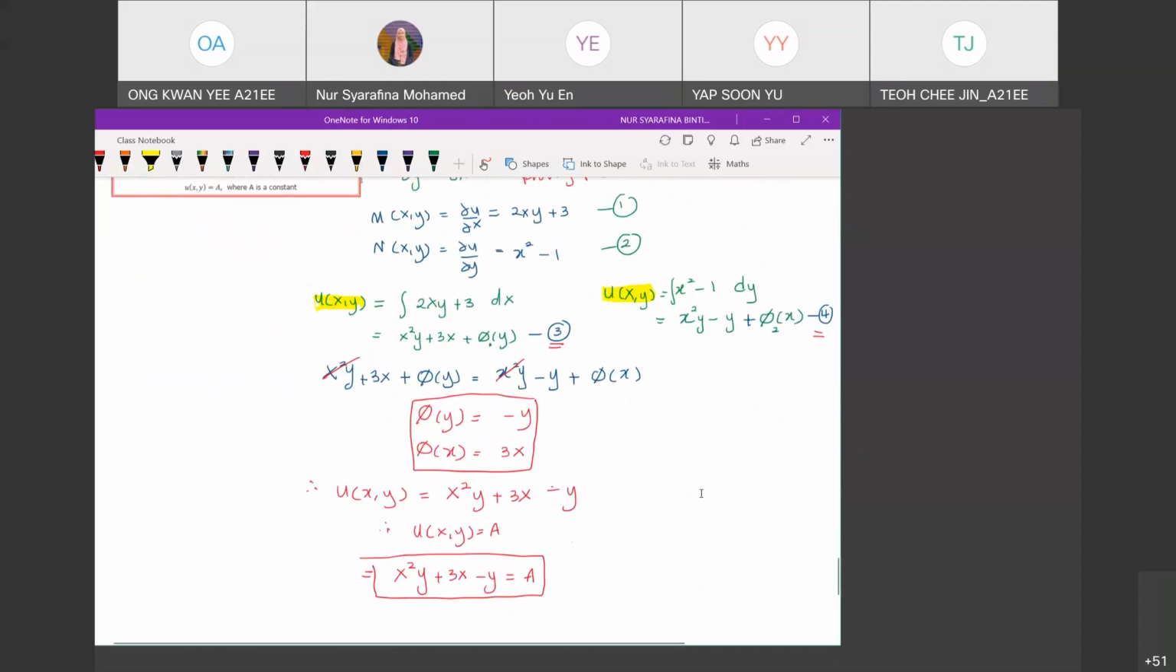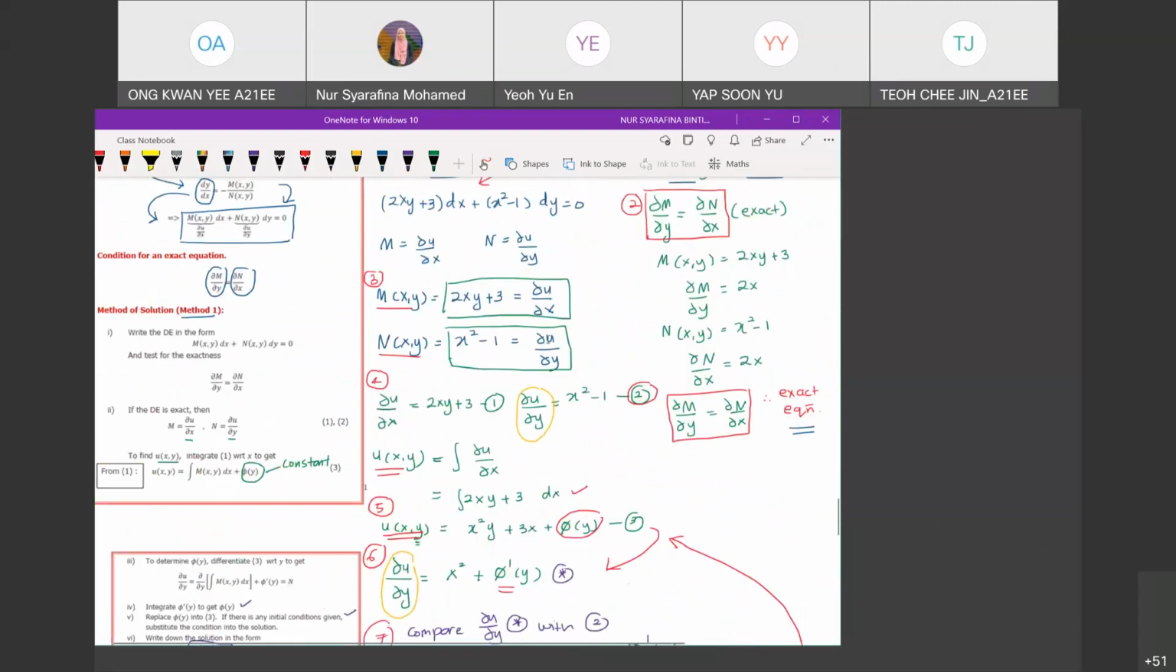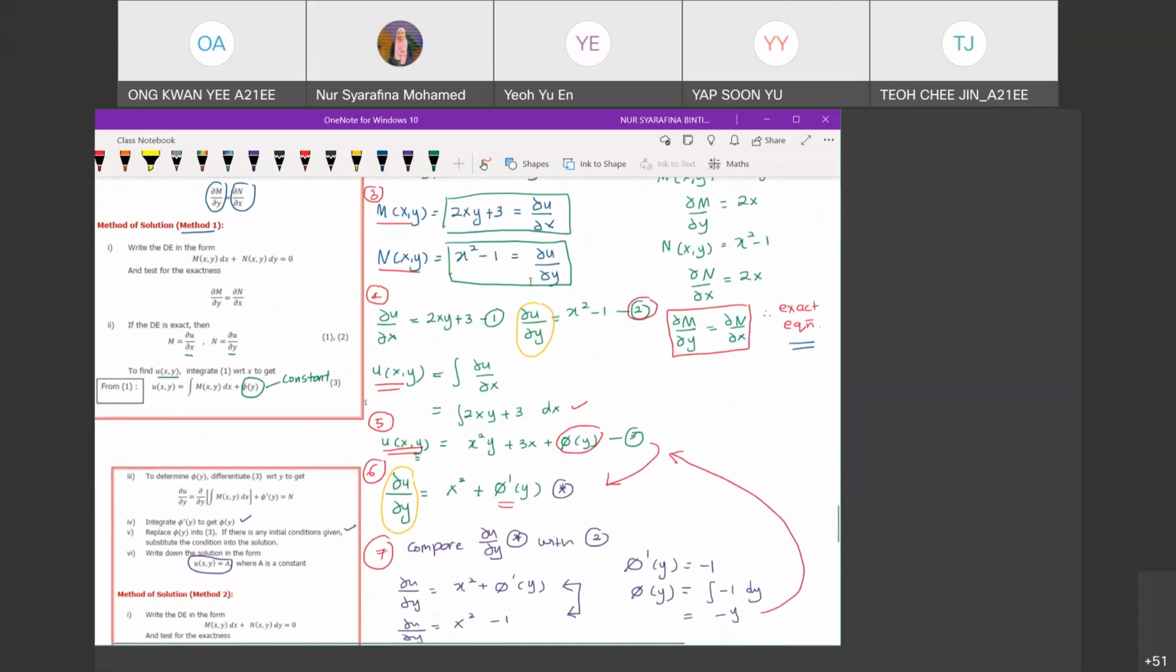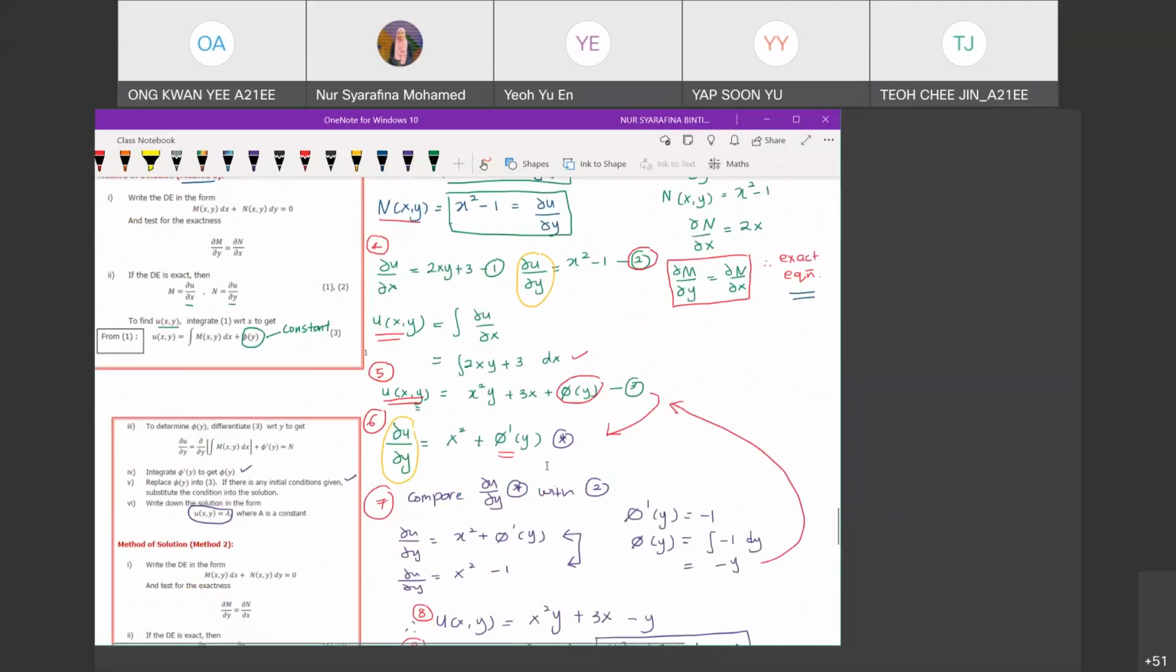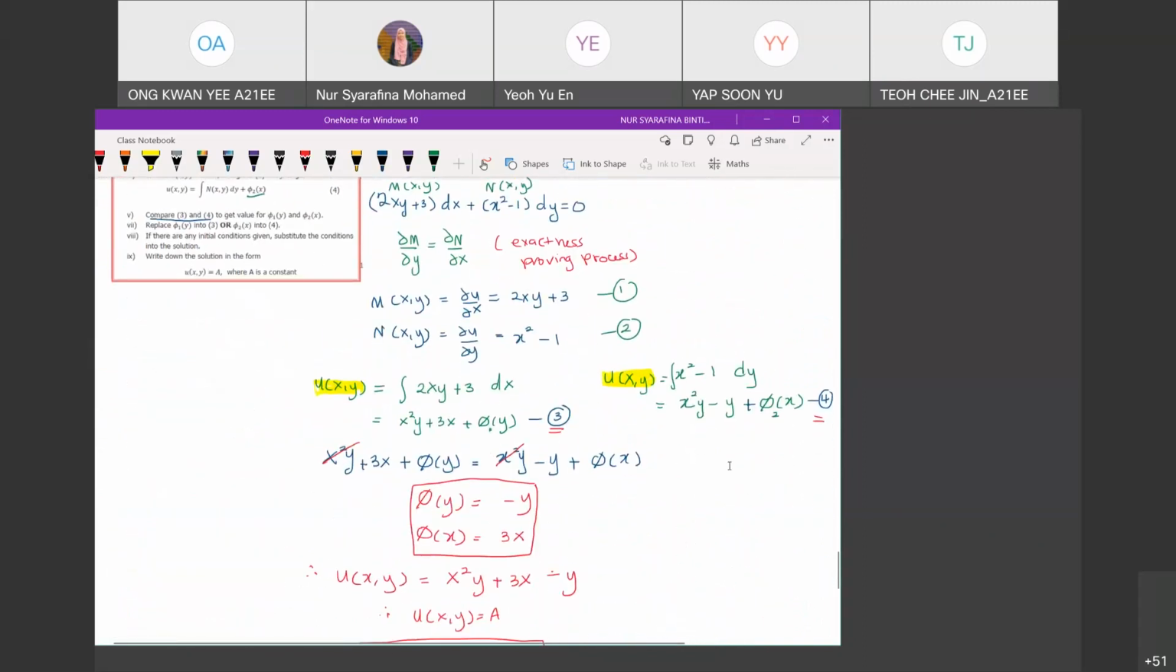Anyone has a question? Method 2 is easier because you integrate both and you compare. But sometimes the function that you choose cannot be integrated. That's why you have to do it one by one. Starting from here, integrate first. Once you get the function, then differentiate again, compare with the differentiated function, and then find the constant. But for this case, you can just integrate both and compare to find the constant value. Is that clear for method number 2?